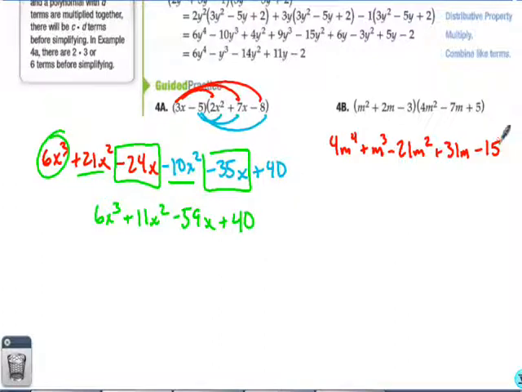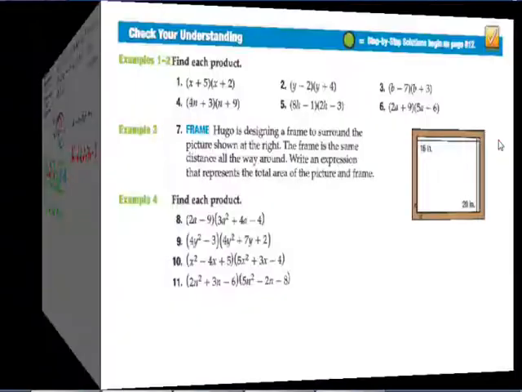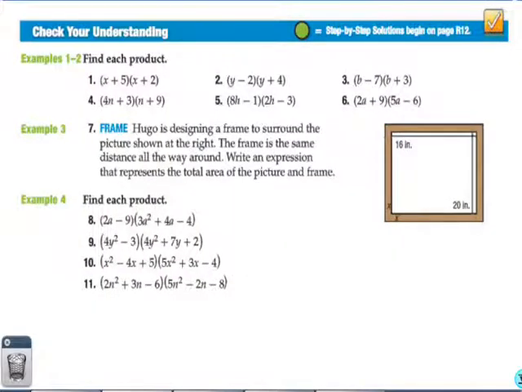Okay? After that, what I would like for you to do is try some of these. Okay? Try these 1 through 11. Pick some different methods. Go about it a different way. See if you can come up with which way you're best at. Find those, and we will check them next time.